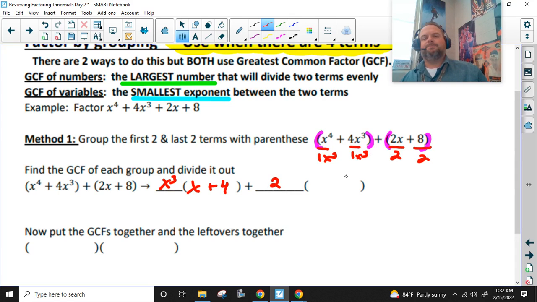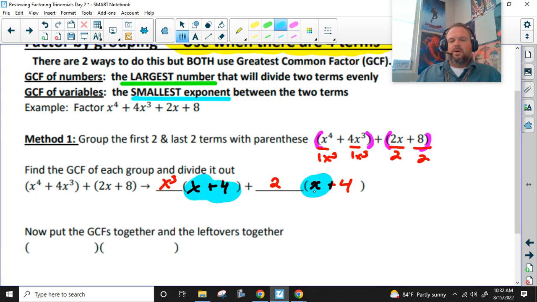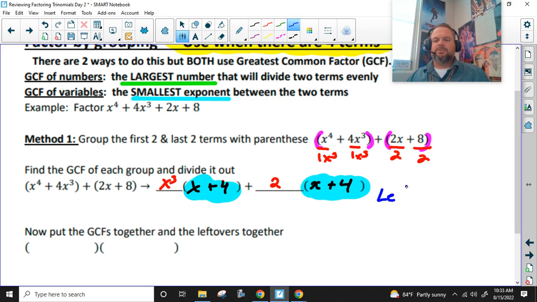Now, if I divide the 2's out, what's going to be left right here? X. And what's 8 divided by 2? 4. Very key thing if this is the method that you are using. What is right here, I like to call the leftovers, because they're kind of like in their own little Tupperware thing. That has to match.